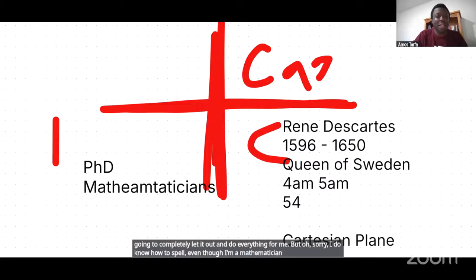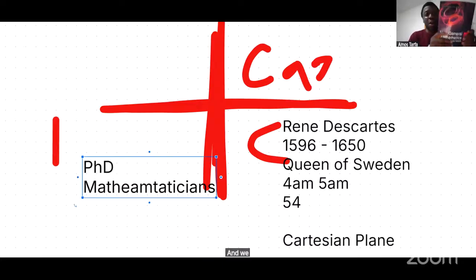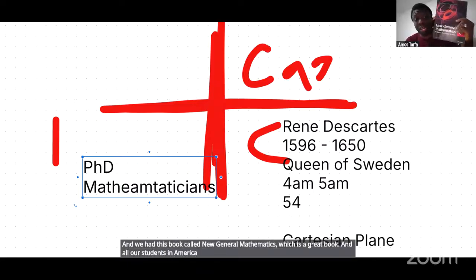I just wrote it fast. But the point is, I remember being in school, and we had this book called New General Mathematics, which is a great book. And all our students in America can get this book, and other students can use this book as well. It's a great resource.